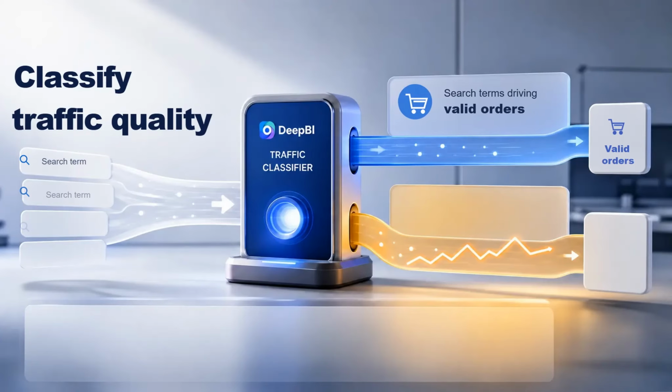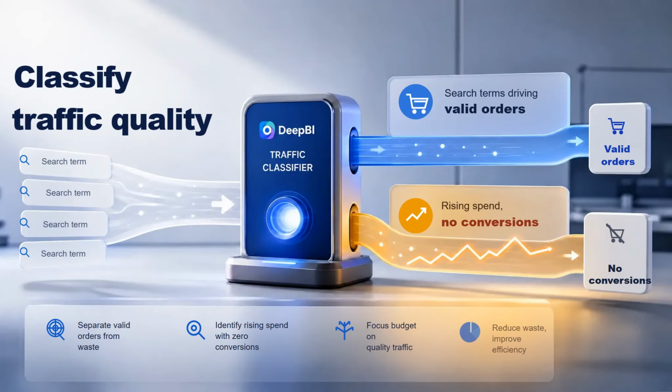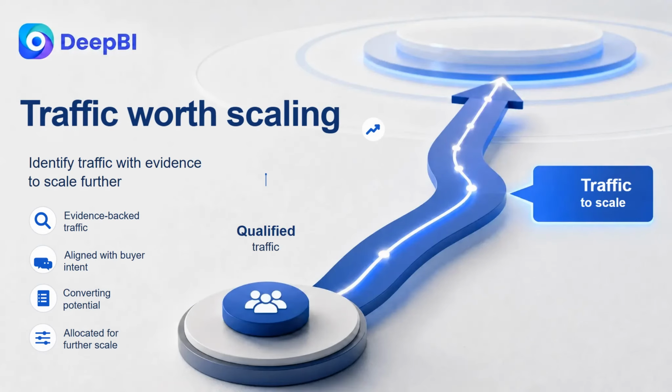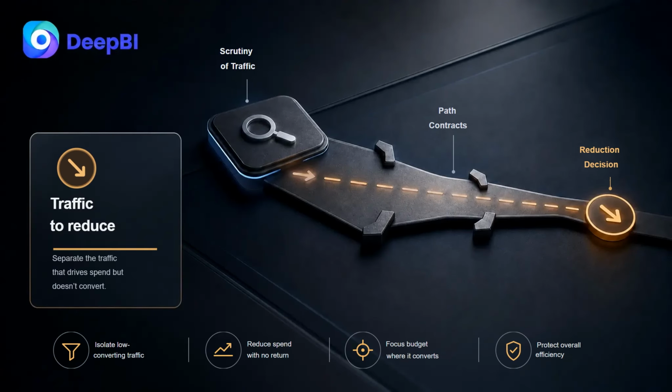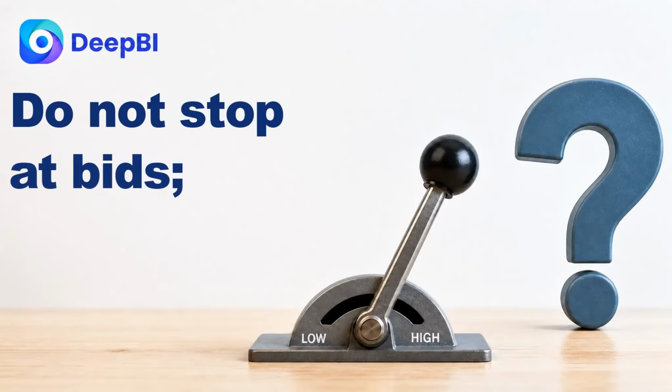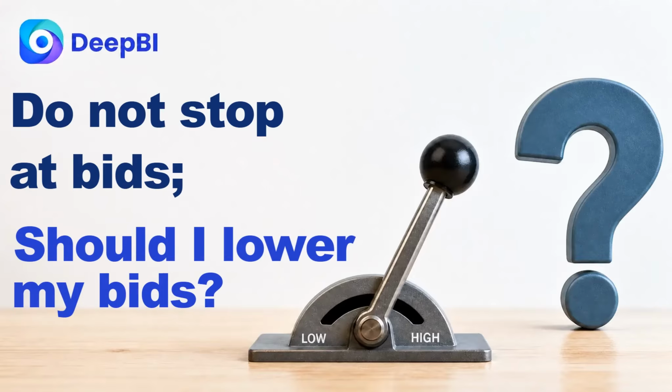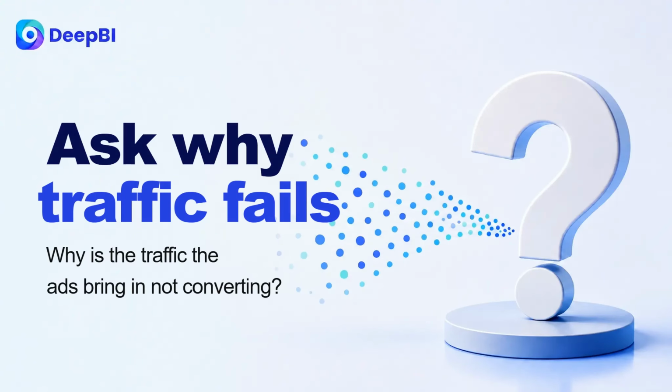Which search terms are driving valid orders? Which keywords are seeing rising spend but no conversions? Which traffic deserves to be scaled further? Which traffic needs to be reduced? So when ACOS is high, do not just ask, should I lower my bids? You should first ask, why is the traffic the ads bring in not converting?